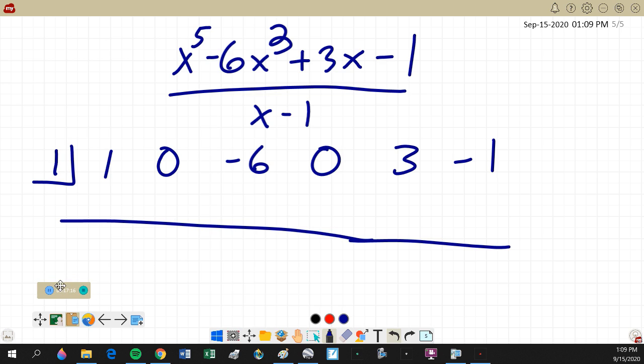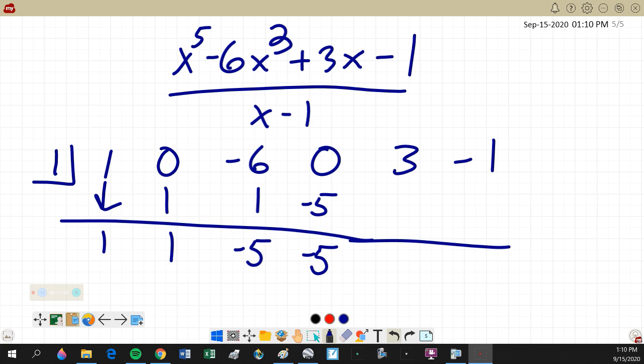So the pattern is the same. Drop, then multiply, add until you get to the end. 1 times 1 is 1. 0 plus 1 is 1. 1 times 1 is 1. -5. 1 times -5 is -5. So -2, -2, and -3. Did I do that right?